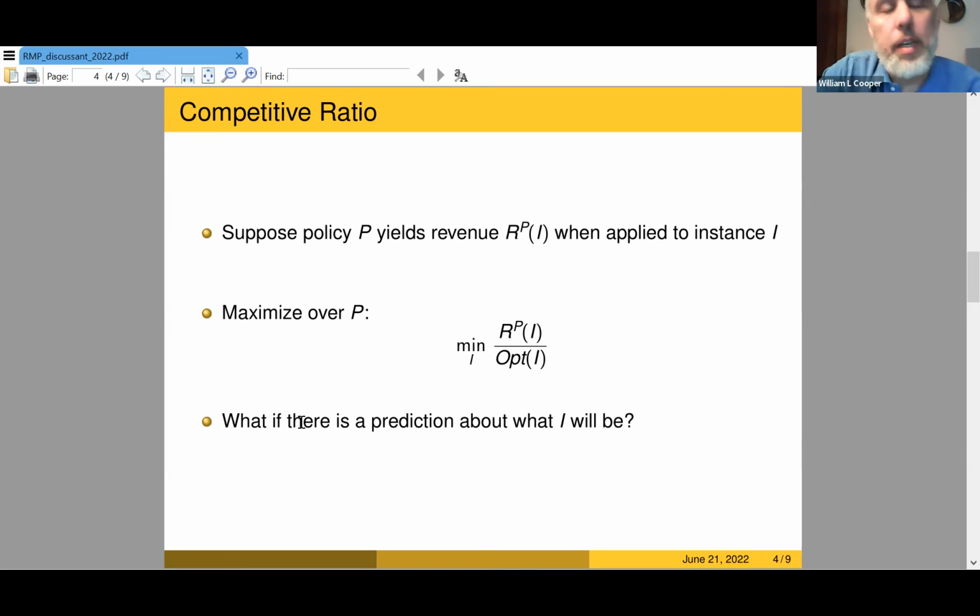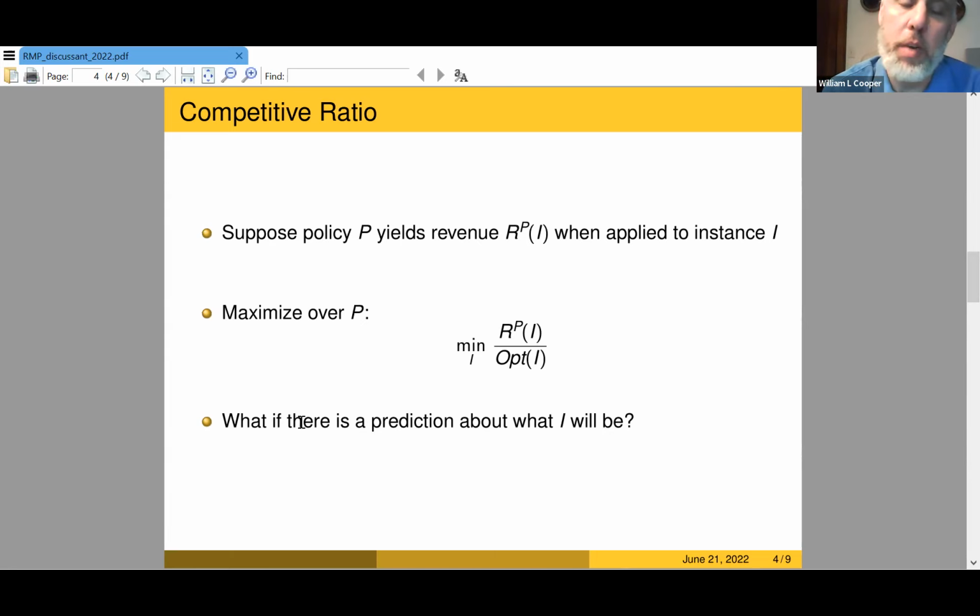And so if I decide to follow policy P and the instance turns out to be I, then the revenue I get, again, this could be expected revenue, it's a randomized policy, is RP of I. And so then the idea is to look at the competitive ratio of a particular policy.